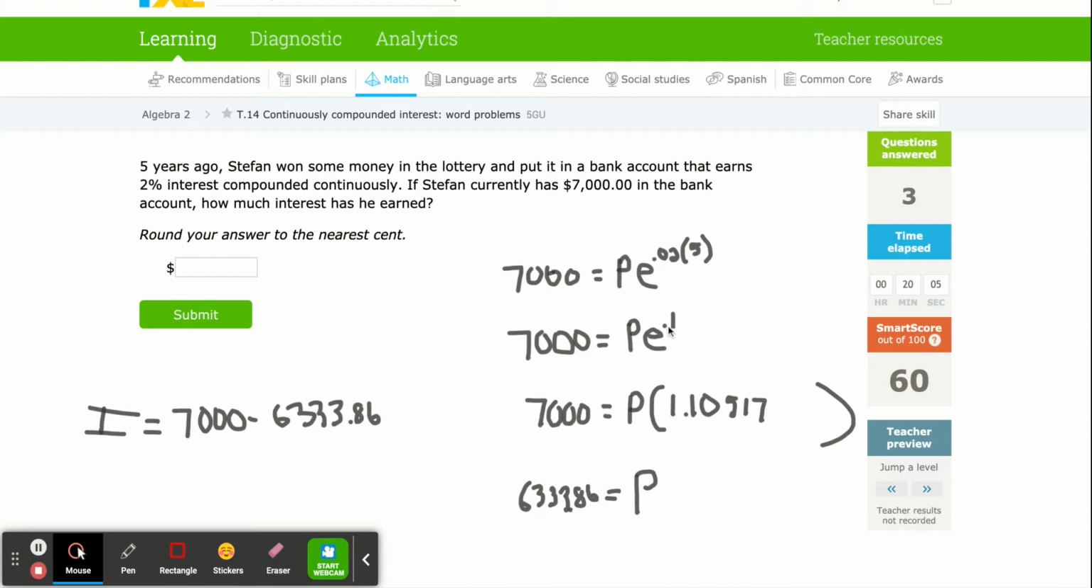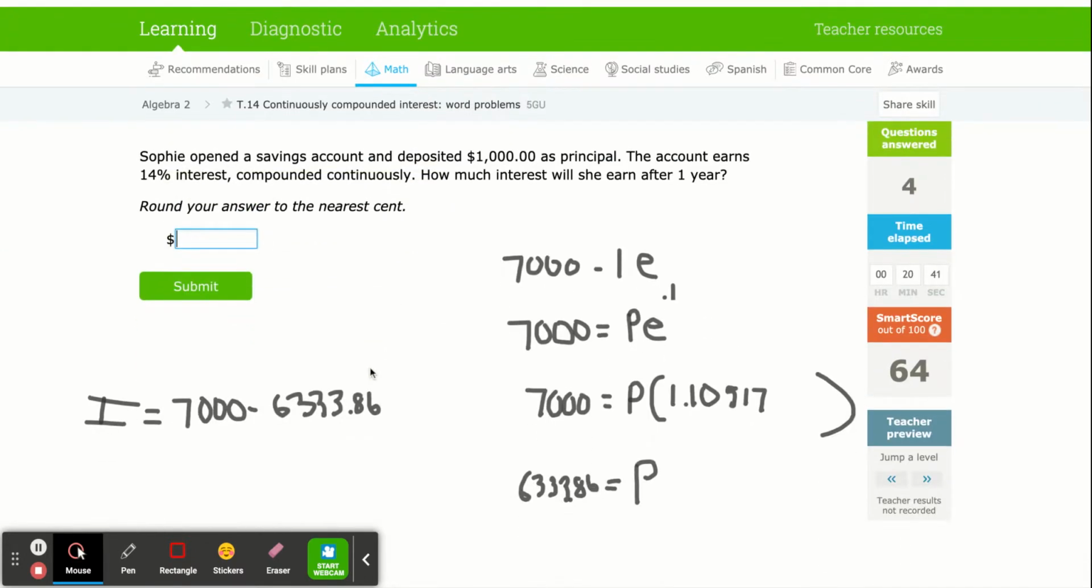What's 0.02 times 5 is 0.1. E to the 0.1 is 1.10517 something something. So when I divide that over, I find my principal amount. The principal he started with, or what he won, was $6,333.86, but it didn't ask for the principal. It asked for how much interest he had earned in that time. So we take what he ended up with, the $7,000, minus off what he started with, the $6,333.86, and we find out he had earned interest of $666.14. So just be careful to read the problems carefully, and you should do fine on this lesson.